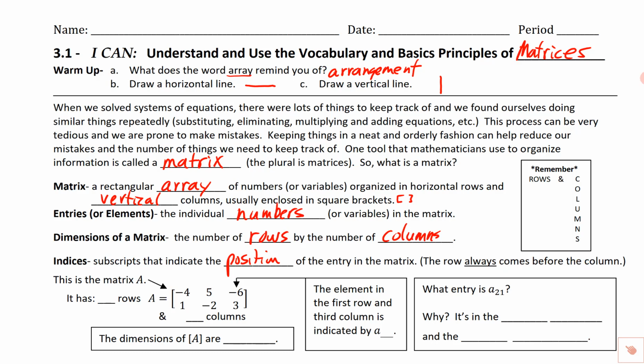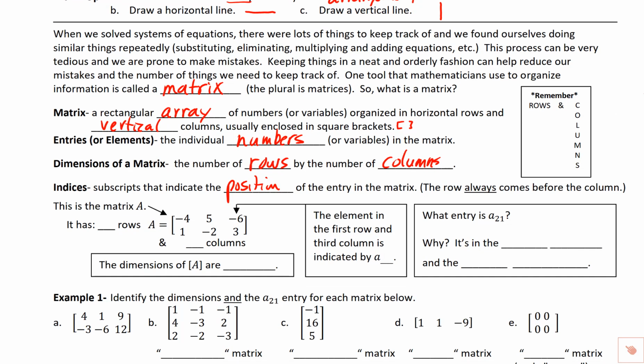So let's take a look at a quick example right here. And let's point out how each one of these vocabulary words comes into play. So this right here, this rectangular arrangement of numbers, that's a matrix. So in this case, I've called this matrix A. So I wrote A equals, and then we've got these square brackets here. And I've got 6 numbers altogether. So in the first row, we've got -4, 5, and -6. And in the second row, we've got 1 and -2 and 3.